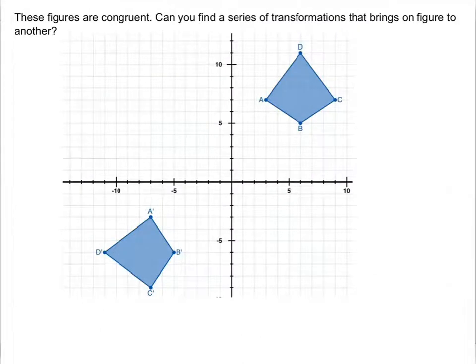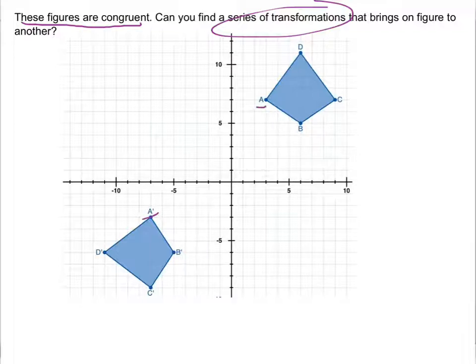If I tell you that these two things are congruent, and I ask you to find a series of transformations that brings one on top of the other, then what I'm looking for is the transformations. Since I know these are congruent, I've labeled A and A prime similarly. Now let's think about this.